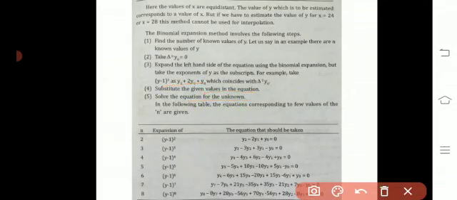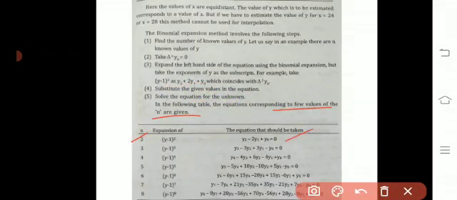Now in the following table, the equations corresponding to a few values of n are given. Suppose there are two known values of y, that is n equal to 2. That is, the equation is (y minus 1) square. If we expand this, then you will get y2 minus 2y1 plus y0 equal to 0.